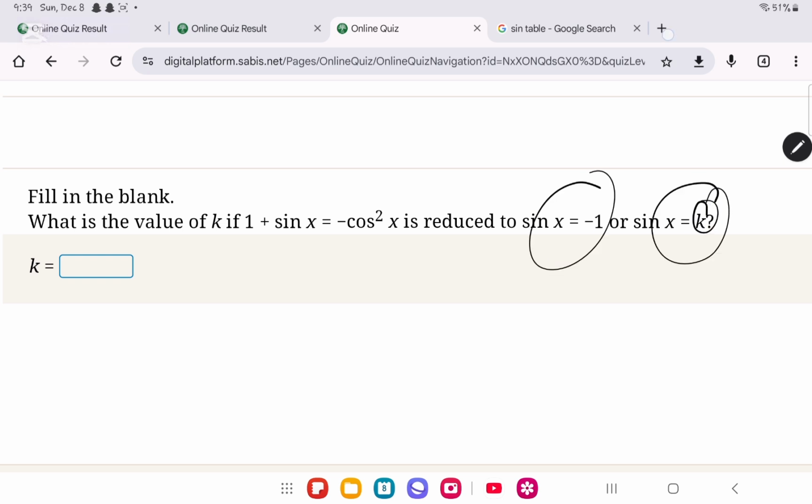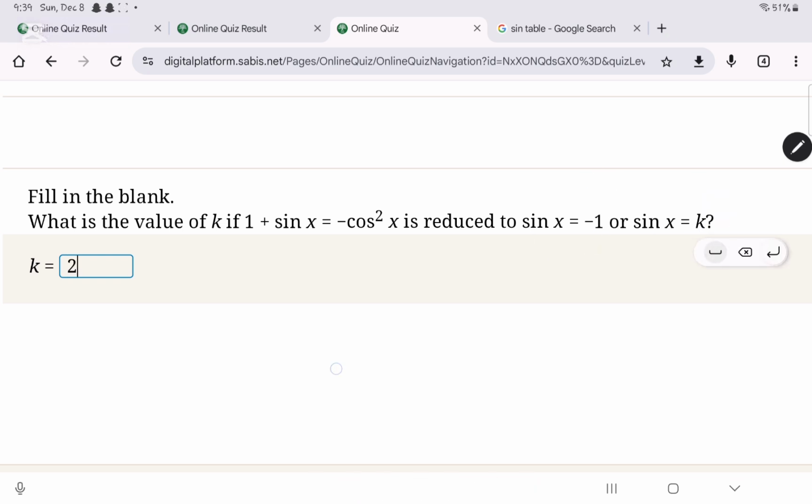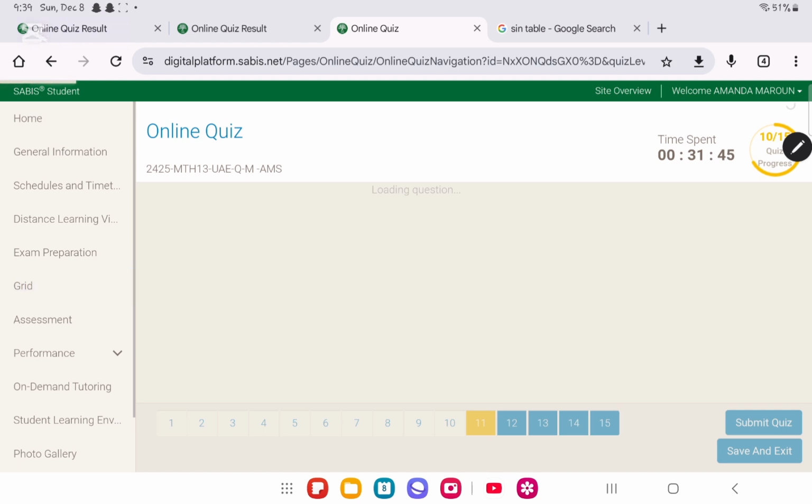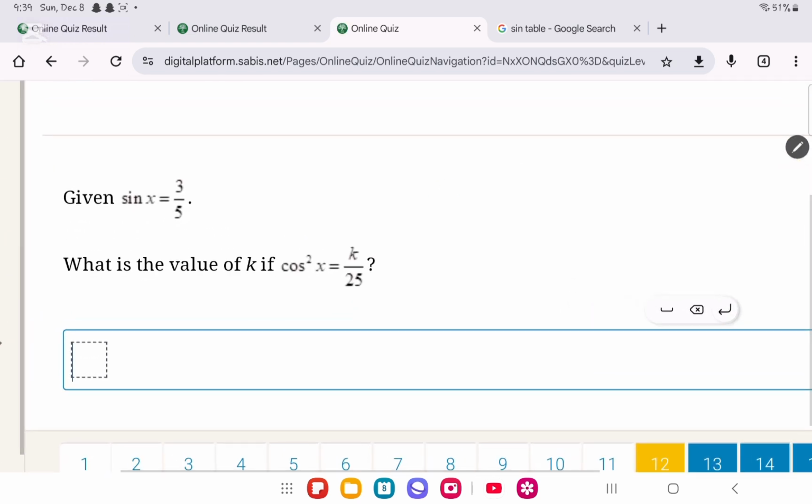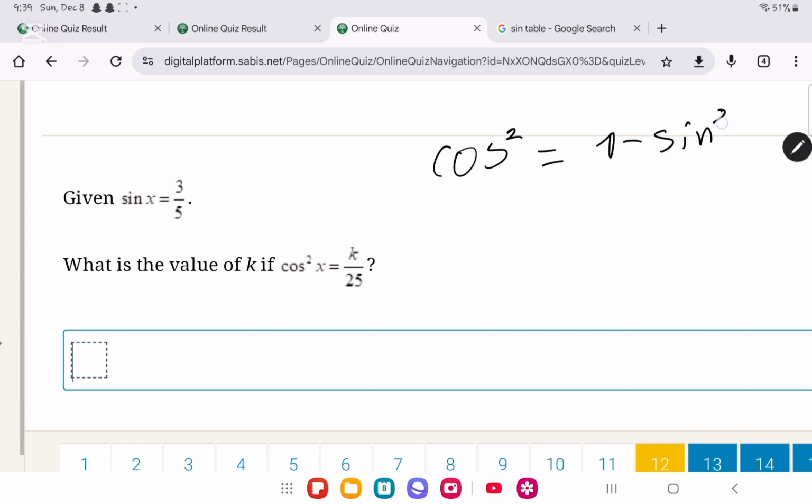x is equal to k, we need to find k. We got 2 as an answer for k. If we move on to question number 12, this is also one of the things we have. We know that cosine squared is equal to 1 minus sine squared. They gave us sine x, but we need sine squared x. So very simply, you are going to square this, and it's going to become 9 over 25.